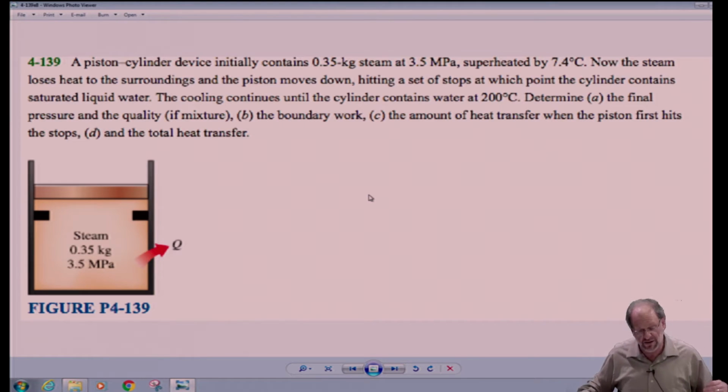So let me read it. You have a piston cylinder device which initially contains 0.35 kilograms of steam at 3.5 megapascals superheated by 7.4 degrees Celsius.